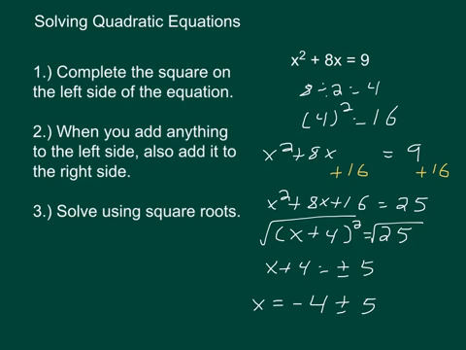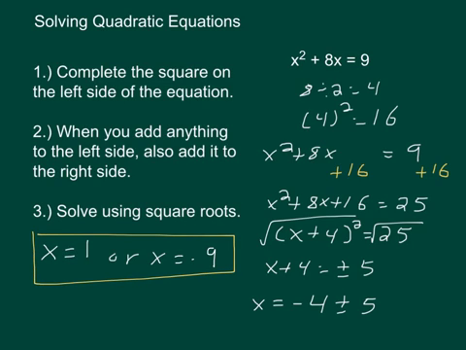Now, because those are numbers that I can easily combine, I want to express them as two different answers that are specific. My first answer would come from negative 4 plus 5, which would give me x equals 1. My second answer would come from negative 4 minus 5, which would be x equals negative 9. And those are my two solutions. So by having it set up in a nice convenient manner, we were able to complete the square and then solve based on the square root property we learned in the last section.